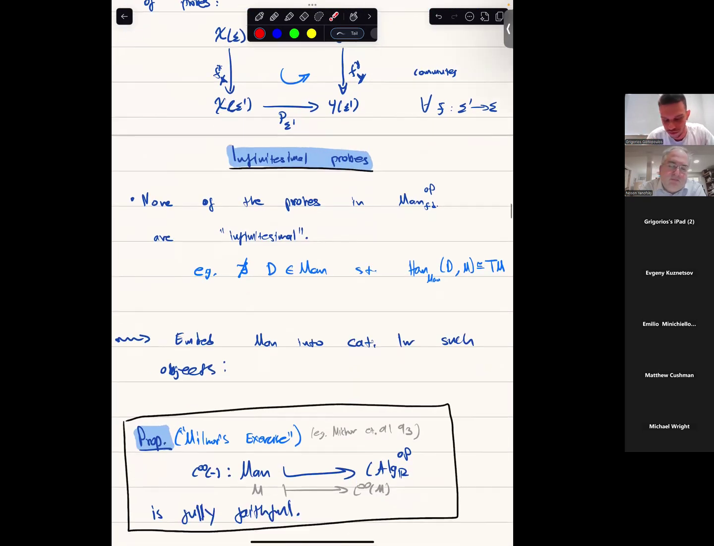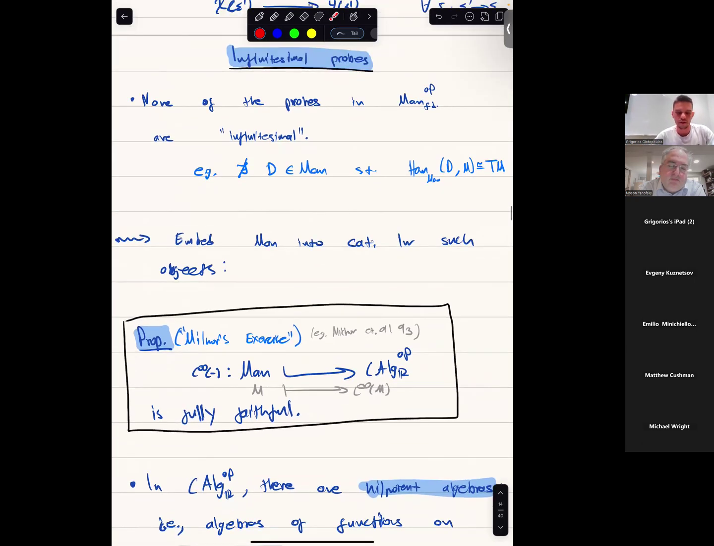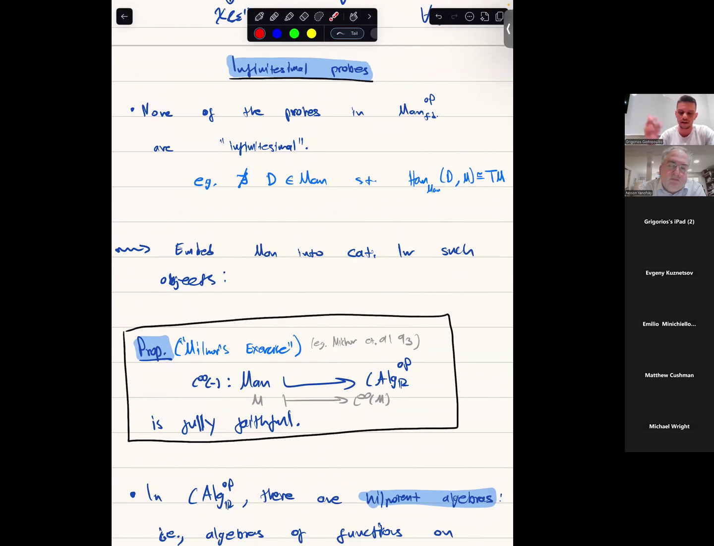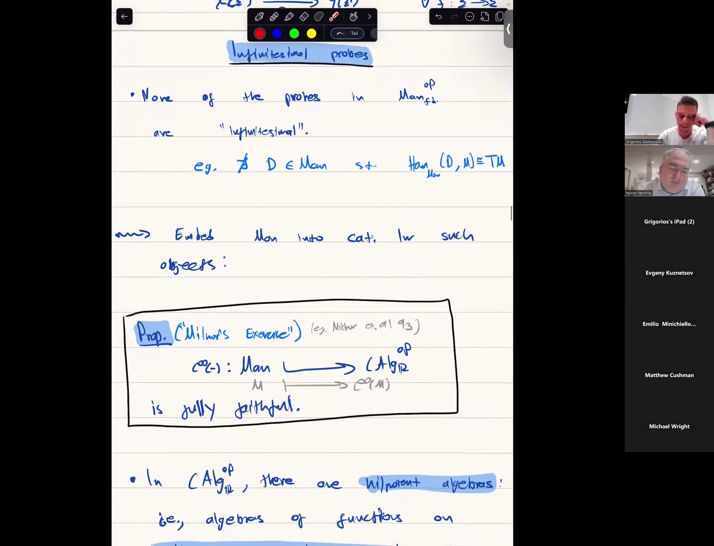So let's talk about infinitesimal probes, right? Now we've talked about manifolds as our site, as our collection of probes, but none of these objects have in any sense an infinitesimal nature. For instance, there is no object D in the category of manifolds with the property that actual smooth maps from D into a manifold M correspond bijectively to tangent vectors on M. There's just no such object in the category of manifolds. So how do we come up with a formal description of would-be infinitesimal spaces as such? Well, we embed the category of manifolds into a bigger category where there are such objects that can be interpreted as infinitesimal spaces.